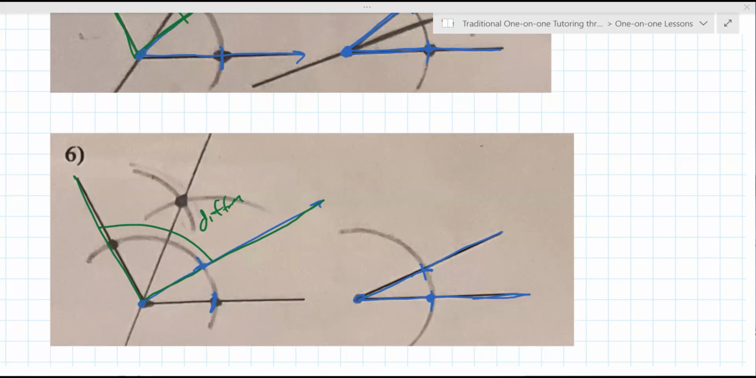Equal to the difference. All right. These are the same as the others.